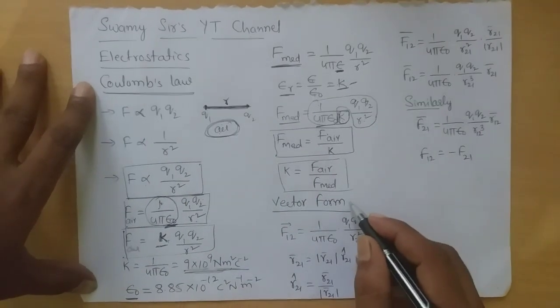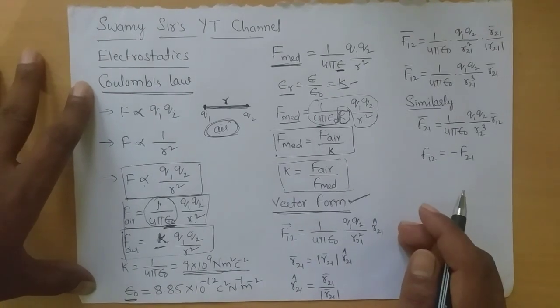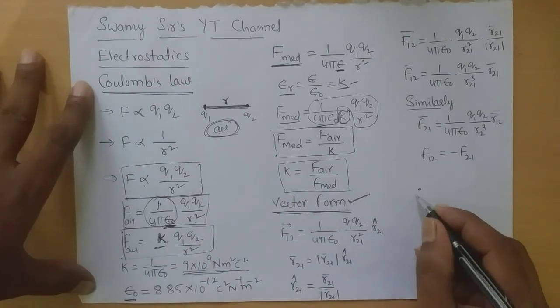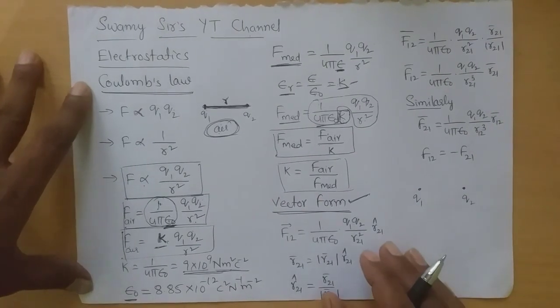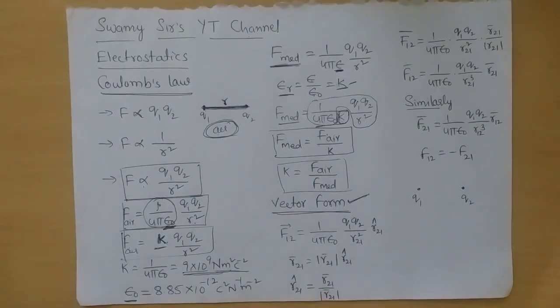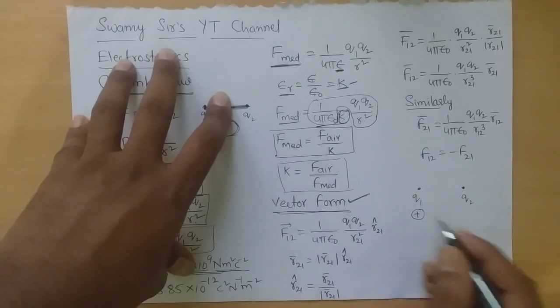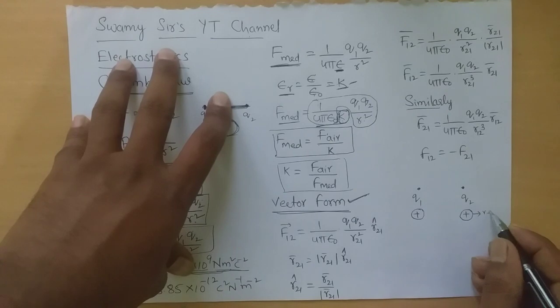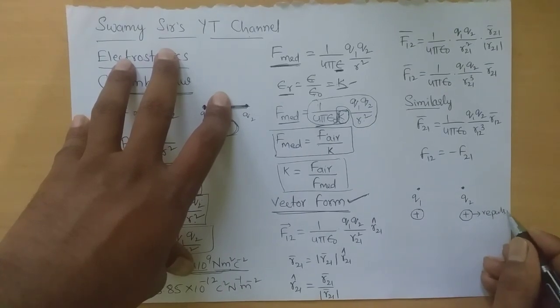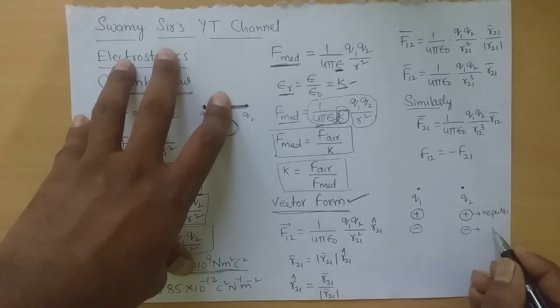Next we are going to write Coulomb's law in vector form. Here we have the charge q1 and here the charge q2. Whenever we write Coulomb's law in vector form, we have to consider the sign of the charges also. Suppose this charge is plus and this one is also plus, both being like charges, then repulsion takes place. And if this is negative and this one also negative, the same repulsion takes place.